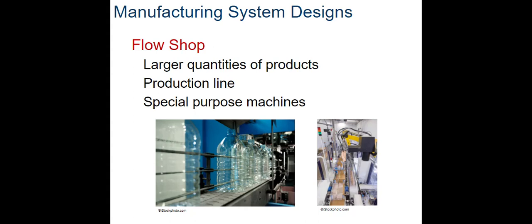A flow shop is one that has larger quantities of products. For example, like here, you can see this is a bottle making plant or bottle filling plant. It's typically a production line, and it has special purpose machines. So the machine has only one job, as opposed to a job shop where the machine can do a bunch of different things.